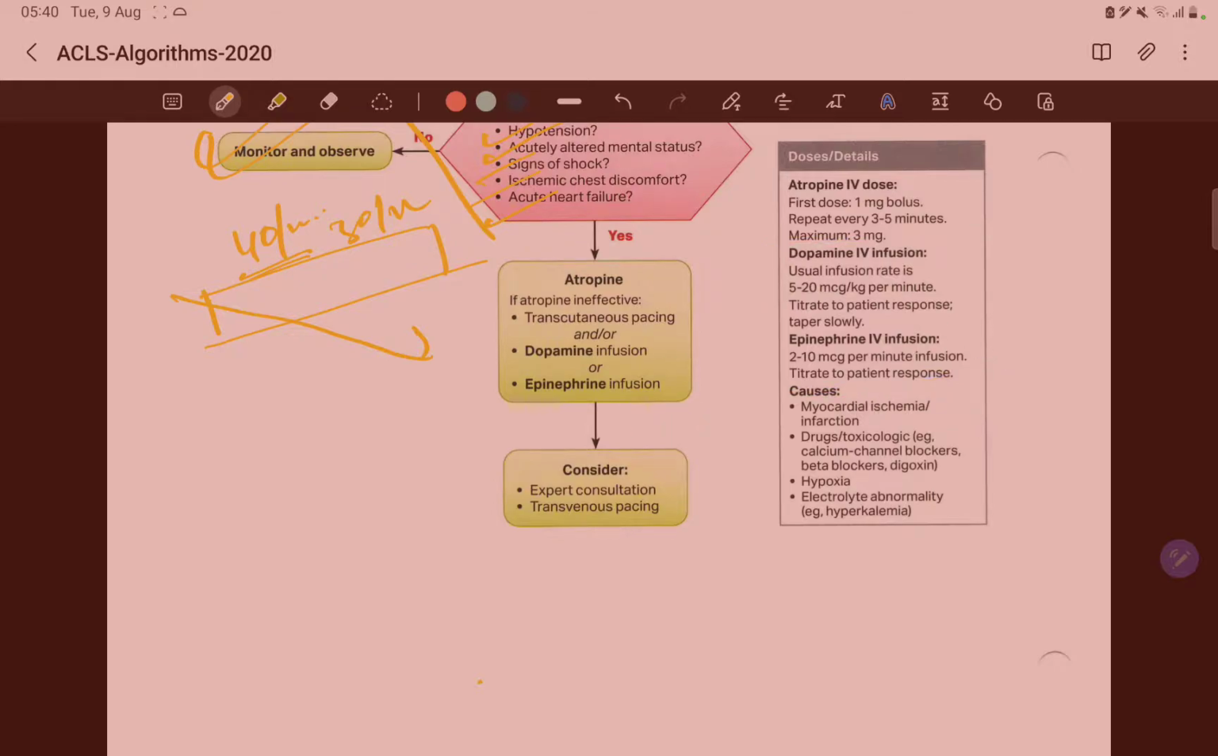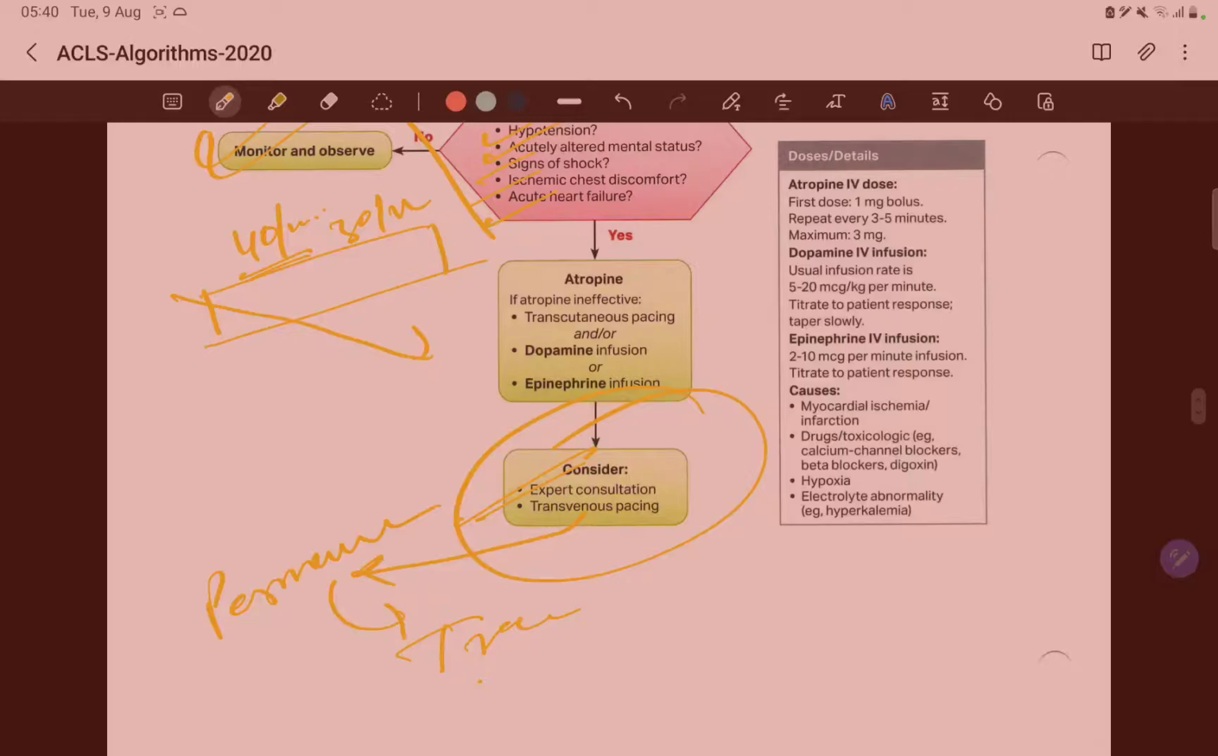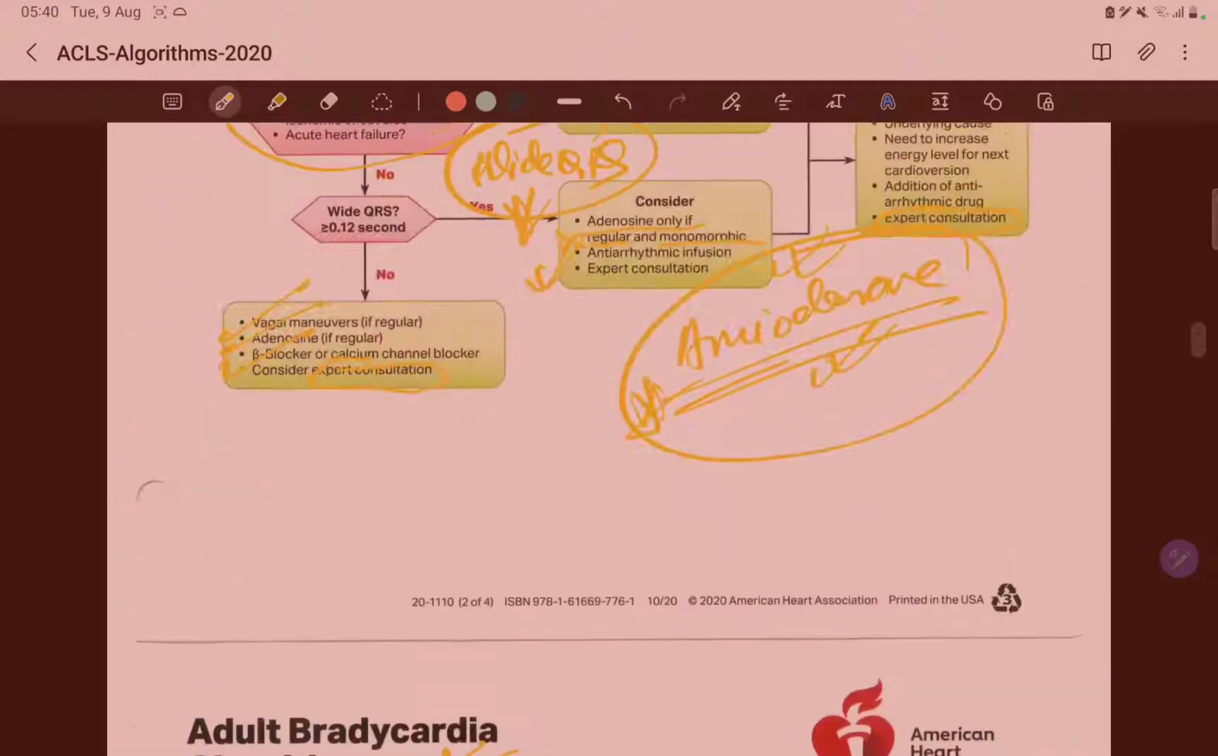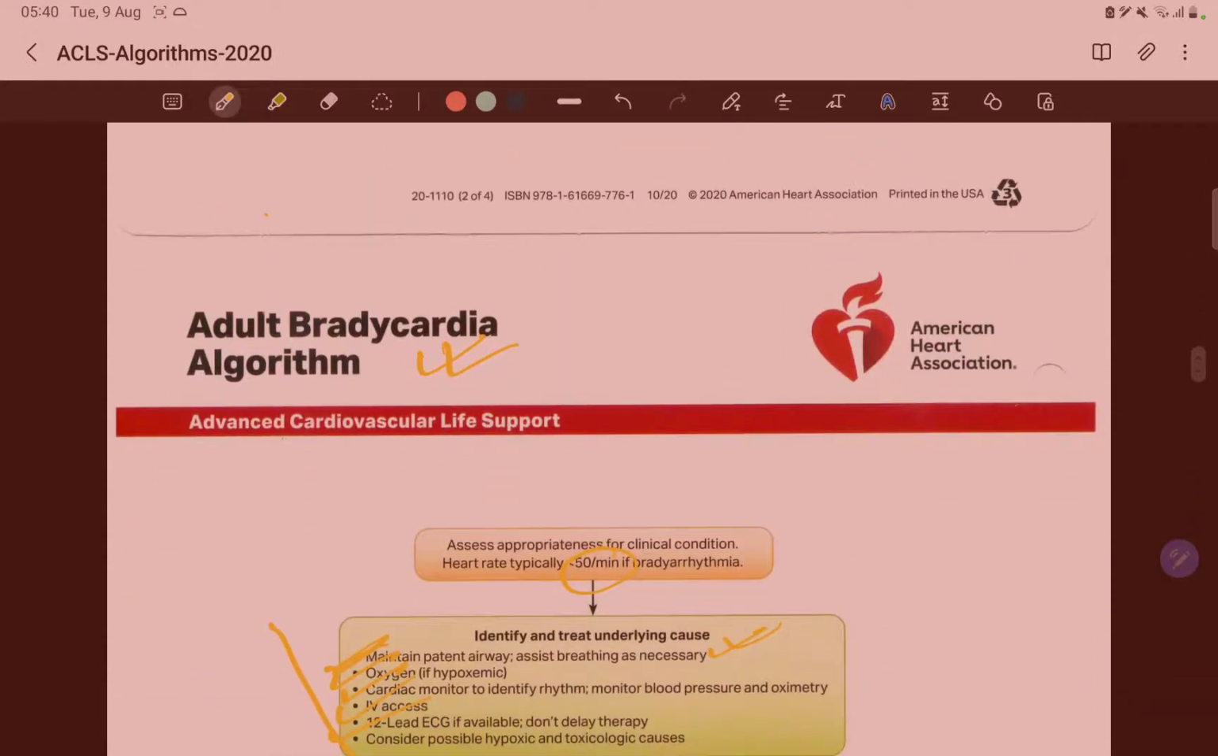And if you don't understand, we go for expert consultation, and there we get the permanent pacing or the pacemaker, that is the transvenous pacing. So this is all we have for bradycardia and bradyarrhythmias. These are the causes you have to consider, and these are the basic tachycardia or bradycardia.